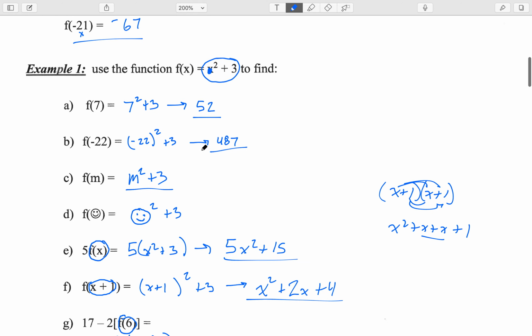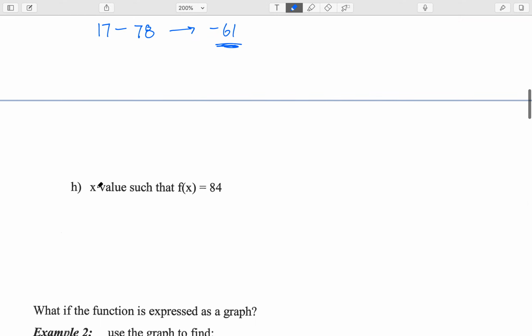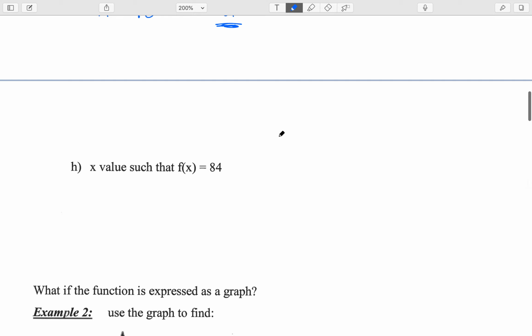Okay, now let's change it up. Let's find the x value such that f of x is equal to 84. Careful. This is not saying x is equal to 84. That would be f of 84, right? That's what that means. That's not what we're doing here. So I'm not plugging in 84. It's a trick. Do not plug it in. It's a trap. This is saying the function is equal to 84.